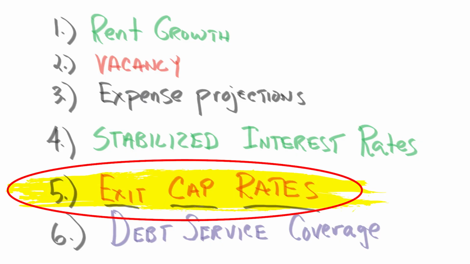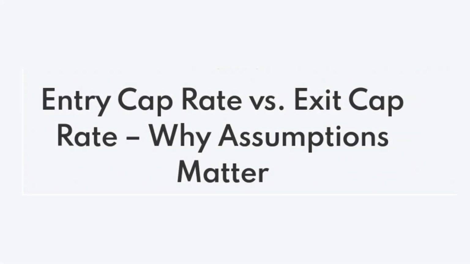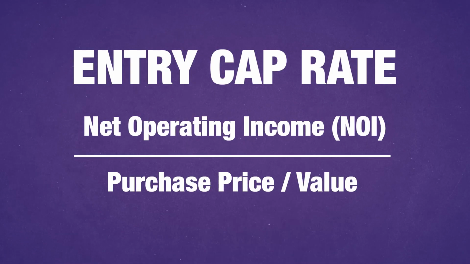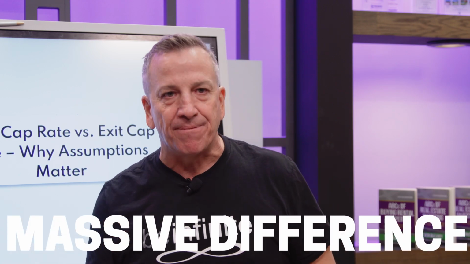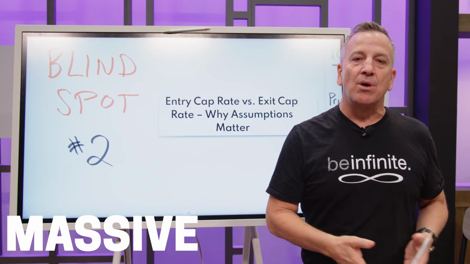So blind spot number 2, which is actually 5 on the list, is the entry cap rate versus the exit cap rate and why assumptions matter. Now, the entry cap rate is what it is. It's what you bought it for, the value divided by the NOI or the net operating income. It's based on whatever you paid. The exit cap rate is what we're going to talk about here. And that assumption alone can make a massive difference on what you're actually going to do when you exit.